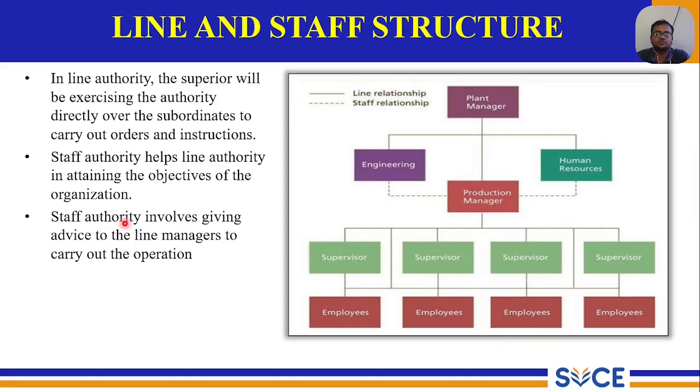So once departmentalization is done, we'll go for the line and staff structure. So what is line and staff structure? It gives you an idea about who your actual superior is and how far the information flows in this entire organization. The diagram here indicates how line relationships and staff relationships work. The one in dotted lines indicates your staff relationship, which is there within the engineering as well as the human resource department. Because the human resource department is the basic department which gives human resources to all of the other departments over here. So a line authority will be exercising authority directly over the subordinates, and the staff authority will help the line authority in attaining the objectives of the organization.